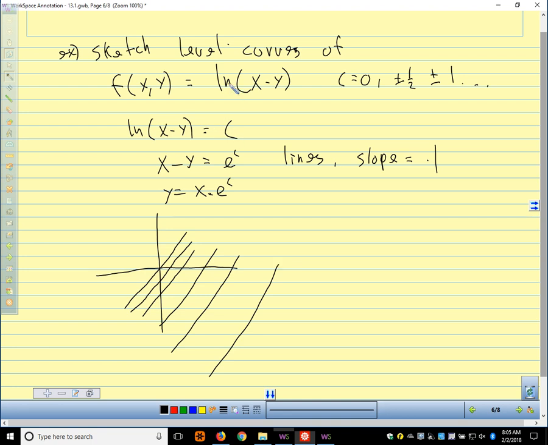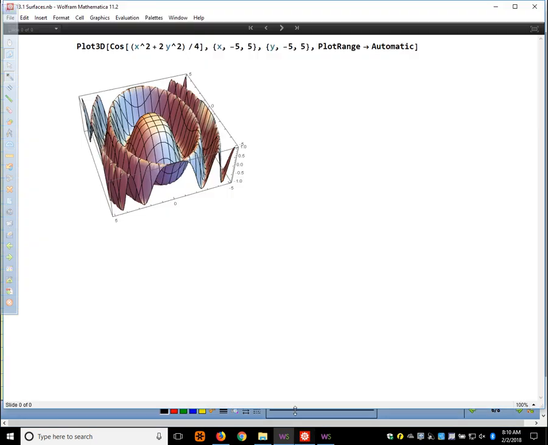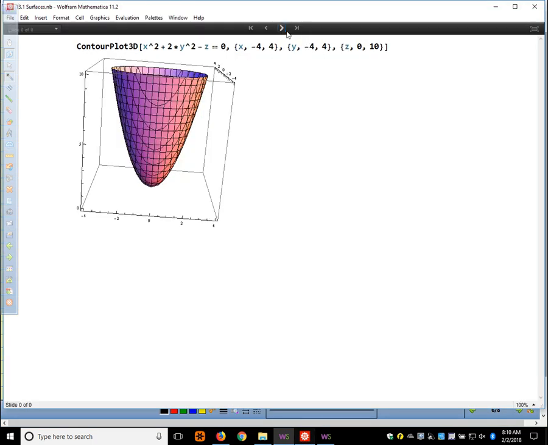Well, then we have a natural log here, so the z value is going to be logarithmic. Right, so we're going to have like a what did you call it, Sean? Like an exponential ramp. That's a pretty good description. So let's take a look. There it is.